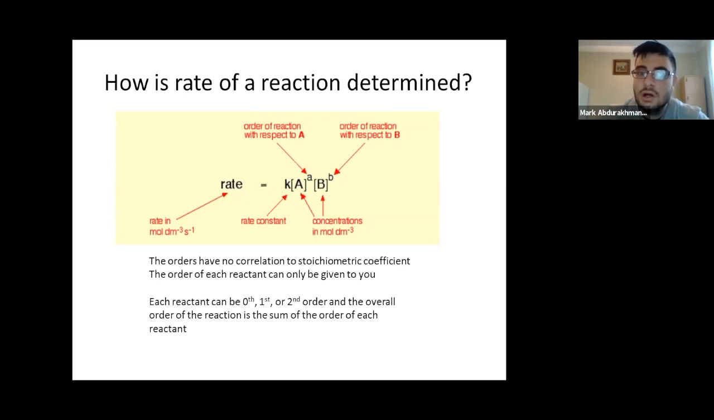Rate equals rate constant times the concentration of the reactants to the power of the order of the reaction with respect to the reactant. I know that's a little bit confusing, so we can take it one step at a time. So rate is kind of what you're trying to find, and it's measured mostly in the change in concentration over time. That's the most simple way to put it.